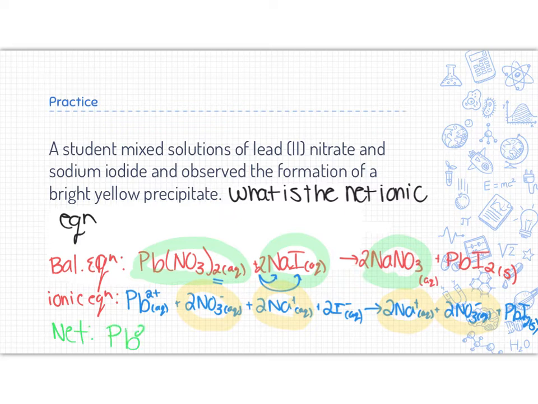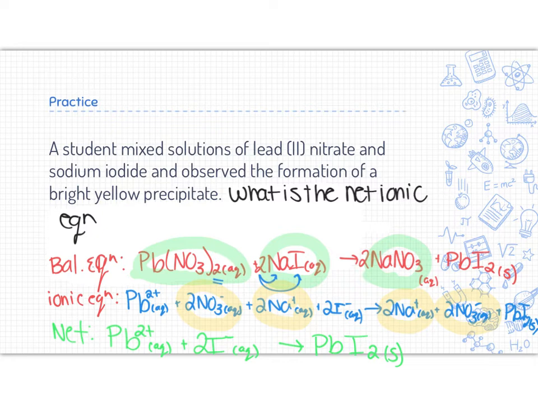So Pb2+ and 2 I- making PbI2 solid. So this shows that the Pb2+ ion from our lead(II) nitrate and the I- from sodium iodide combine to make the precipitate PbI2.